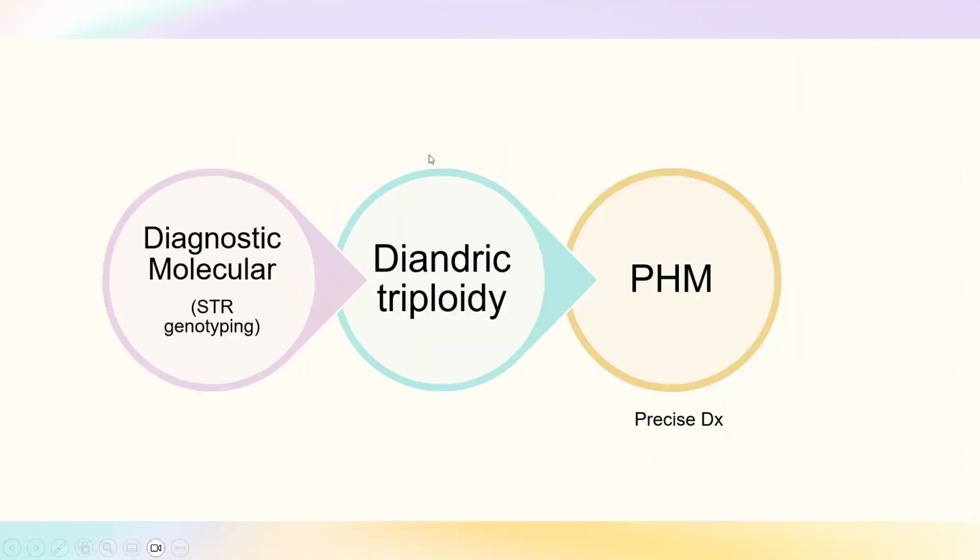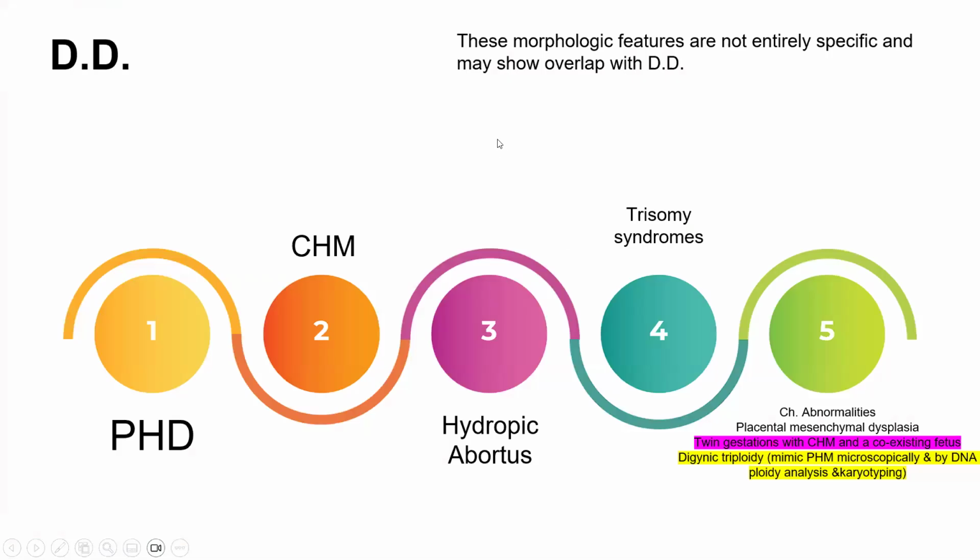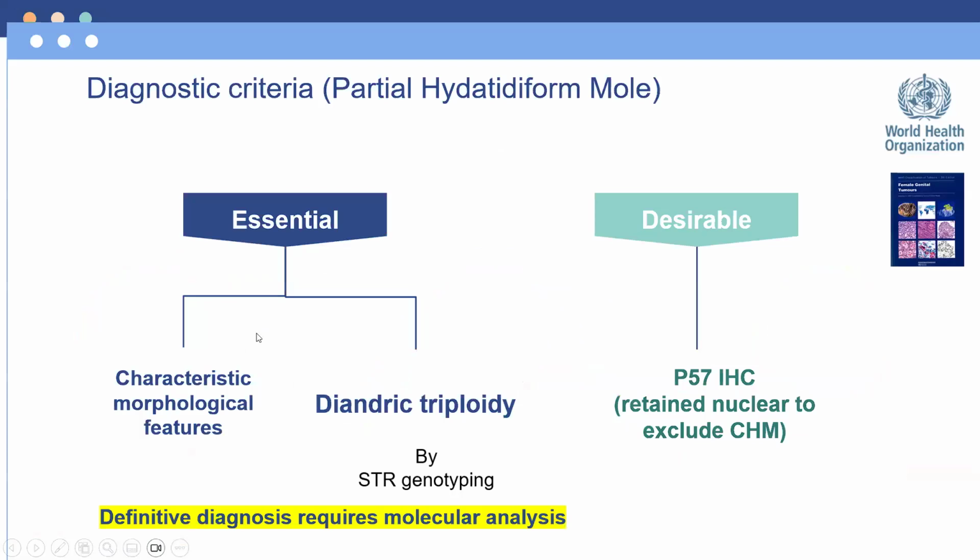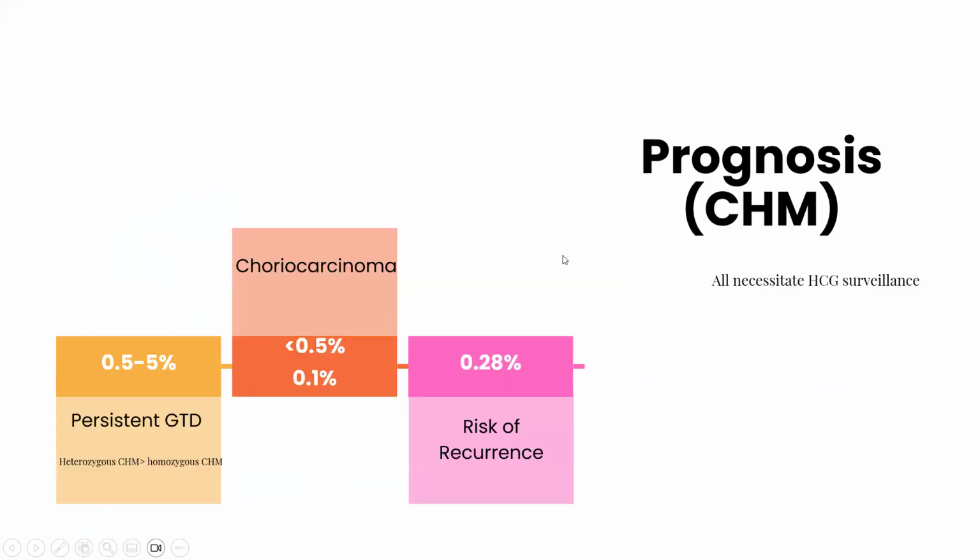Again, what's the role of diagnostic molecular testing in partial mole? It's really important. It will give us a diandric triploidy to reach the precise diagnosis. We still have the same differential diagnoses, adding to them twin gestations, placental mesenchymal dysplasias, digynic triploidies, and trisomies for sure. To wrap things up, we need morphological features, we need genotyping, and retained P57 is desirable only. The genotyping is mandatory for definitive diagnosis. The prognosis is definitely better than that of the complete mole because the persistence, the choriocarcinoma, and the risk of recurrence have lower incidences.